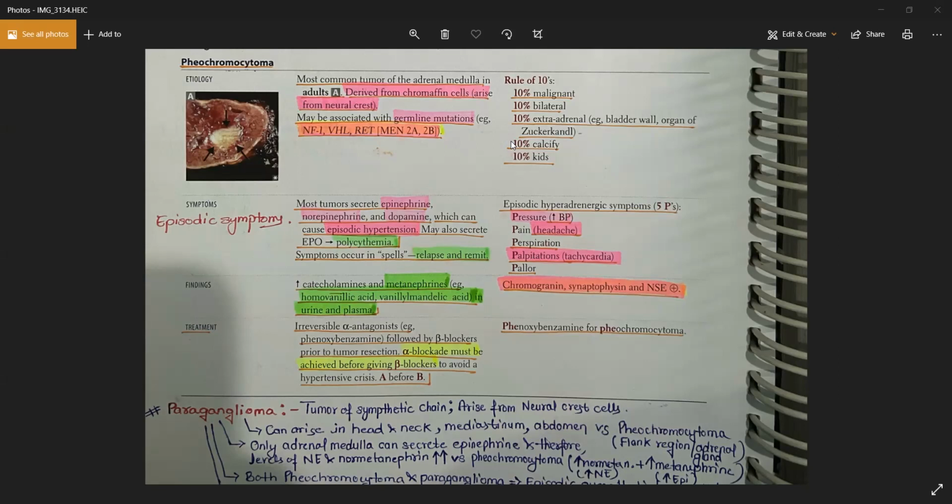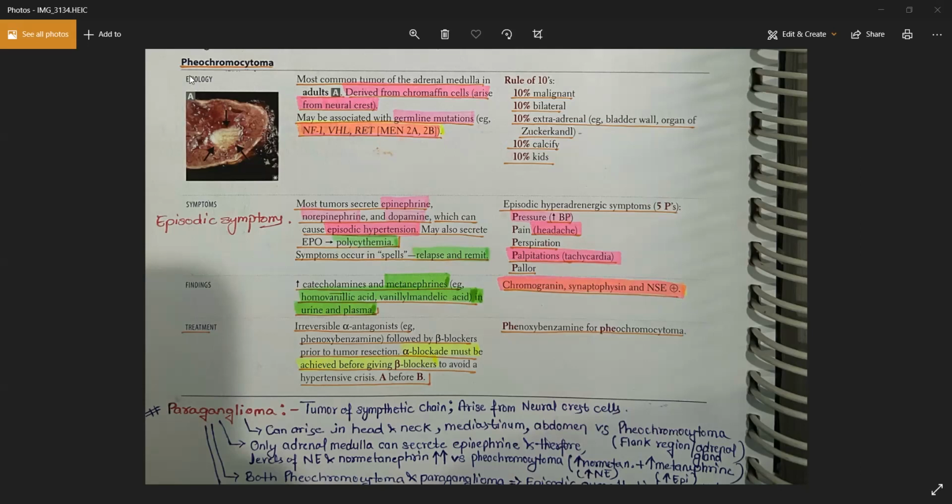Note this. For the alpha blocker, you always give the patient phenoxybenzamine. Does anyone know whether phenoxybenzamine is an irreversible or reversible type of inhibition? Irreversible. And what drug is the reversible one? Phentolamine. Yes, phentolamine. Okay, don't forget that.